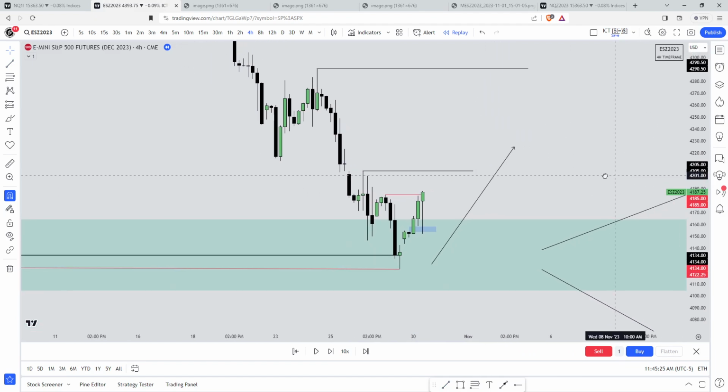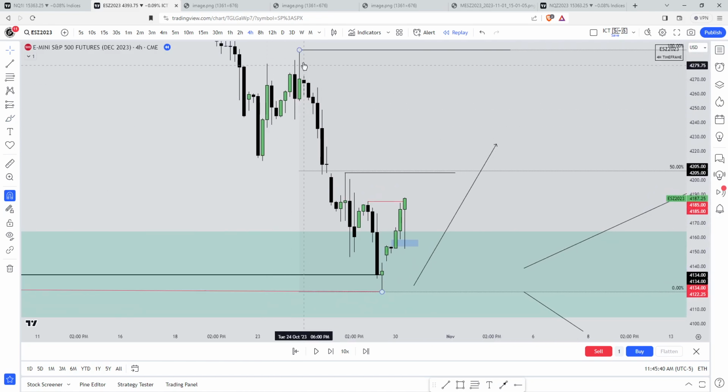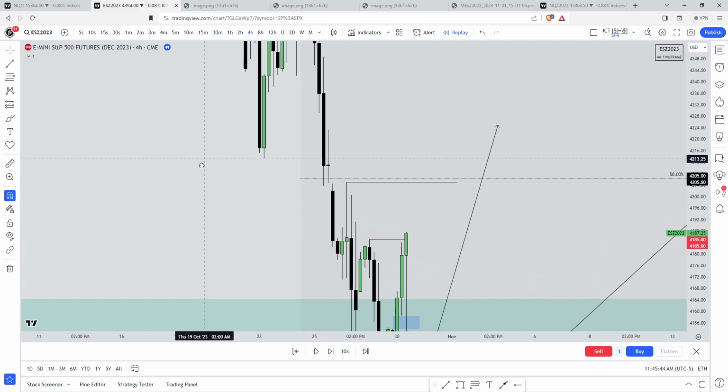What ICT also talks about is drawing a dealing range or a displacement range from this swing high up here to this swing low. Why this high to this low? Because this high really started that recent delivery to the downside. This is like a low-hanging fruit premium to discount range. So we could target this level of buy side.